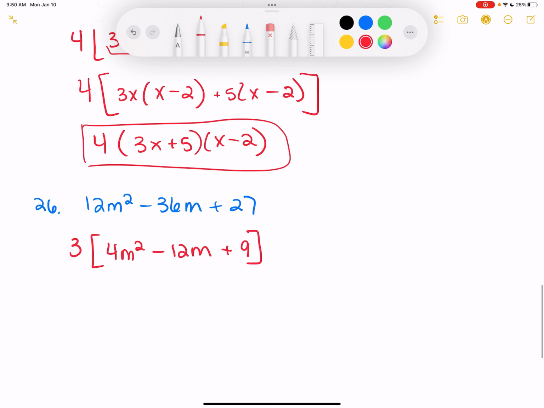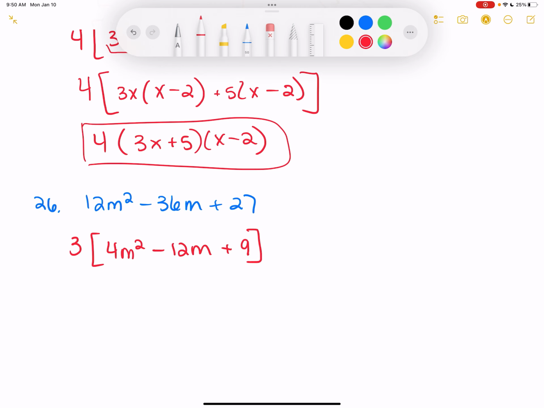So now my question is, what do you notice about what's inside? Perfect square trinomial. So what does that factor into? 2m minus 3, squared, and don't forget the 3 out front. So a lot of times, by pulling something out, it ends up giving you a special type, which will make your life a little easier.